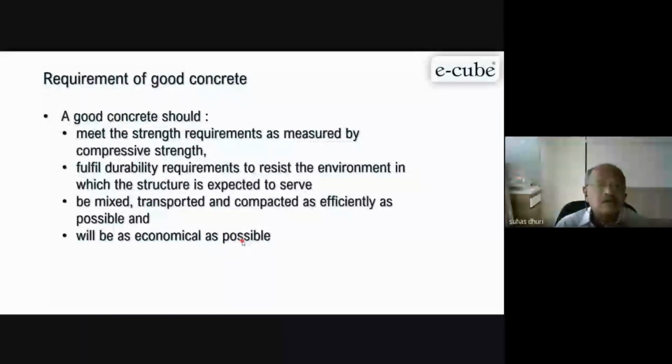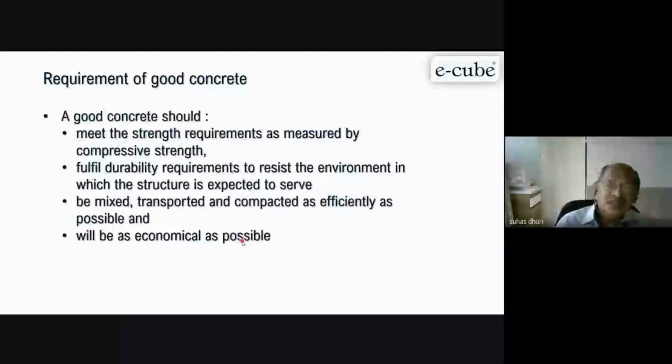Then once you make a concrete, because we have seen in most laboratories, they give a design which is able to achieve the strength definitely, but it has to mix properly. Once you mix, it has to go for transportation. And then after transportation, we have to place the concrete with equipment, whatever is available at the project site. And it has to be compacted as efficiently as possible and be economical also. So mixing, transportation, compaction is also very important.